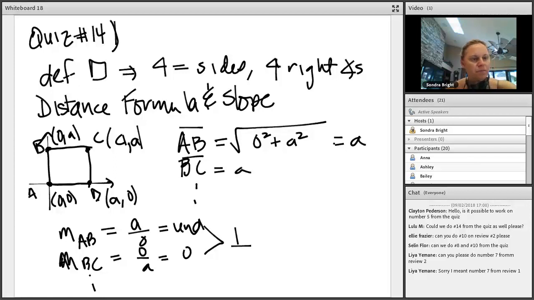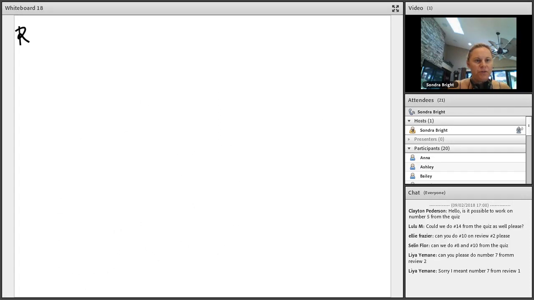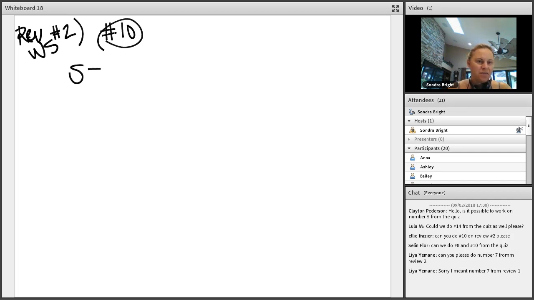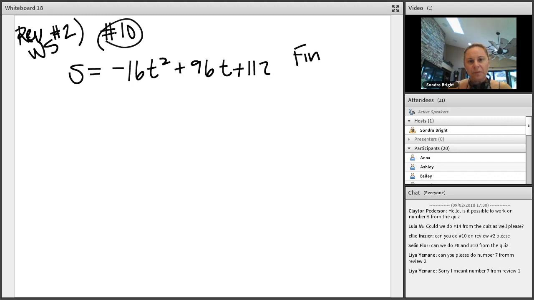Number 10 on review number 2. This is review worksheet number 2, and then number 10 from it. It says the height in feet of a ball thrown into the air is given by this equation: S is equal to negative 16t squared plus 96t plus 112. And then they say t is time in seconds, and find the max height. So we want to find max height.